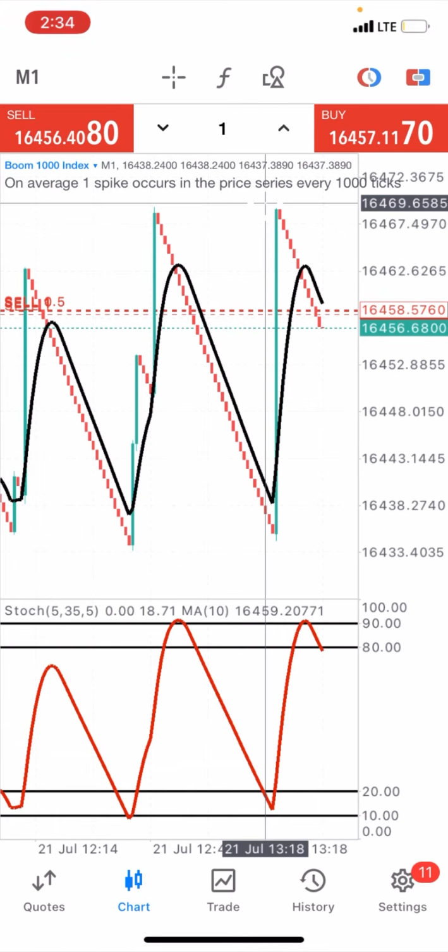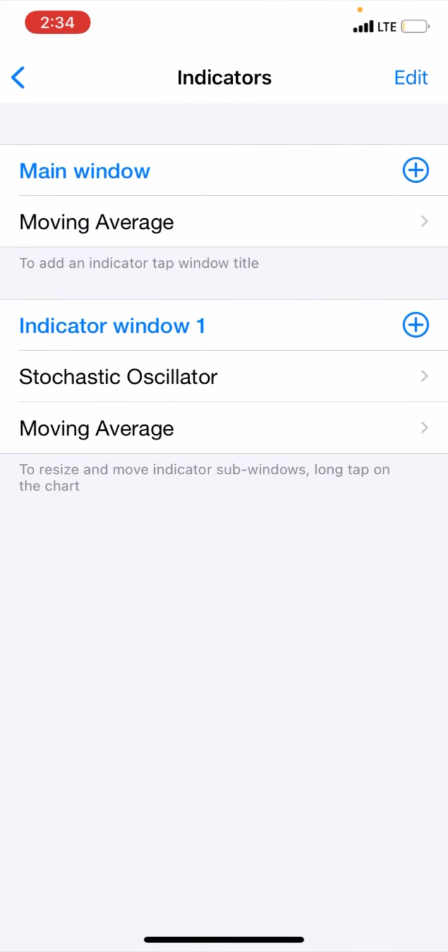Okay, so now let's go into the real thing, right? I'm going to quickly show you guys the setup of this strategy. We just need two moving averages. One is going to be on the main chart, while the other one is going to be on our indicator window, and then we are going to back it up with stochastic oscillator, which is a very wonderful indicator.